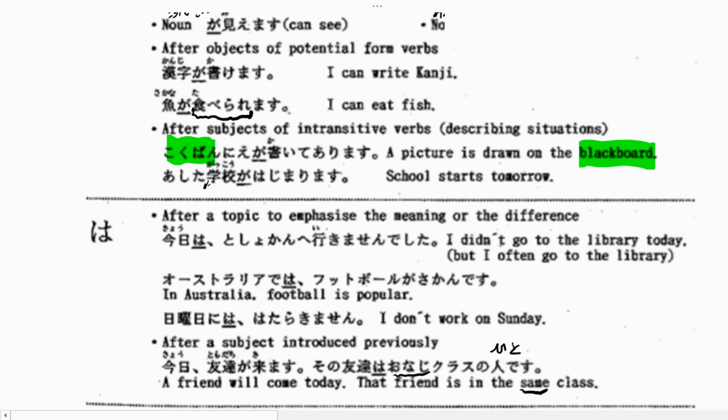Yeah, so that's just the potential form, which says you can do something. So particle ga is also used after subjects of intransitive verbs, so describing situations. So like kokuban ni e ga kaite arimasu. So a picture is drawn on the blackboard, or ashita gakko ga hajimarimasu. Can't even speak. So school starts tomorrow. Hajimarimasu meaning to begin.